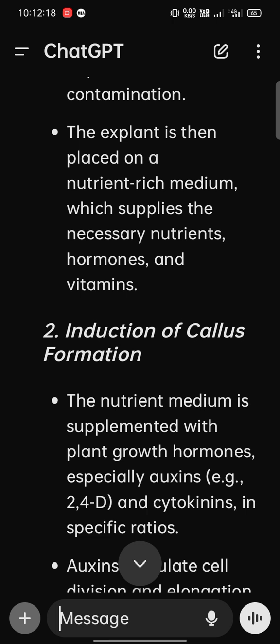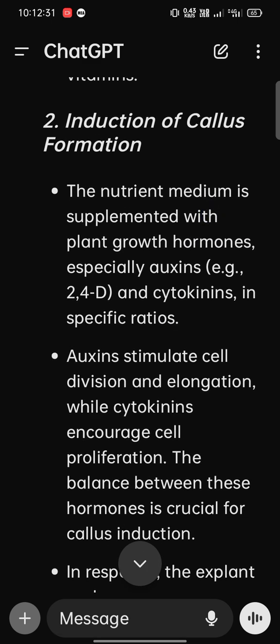The explant is then placed on a nutrient-rich medium which supplies the necessary nutrients, hormones and vitamins. So after surface sterilization, we put the explant in a nutrient medium. Then induction of callus formation.